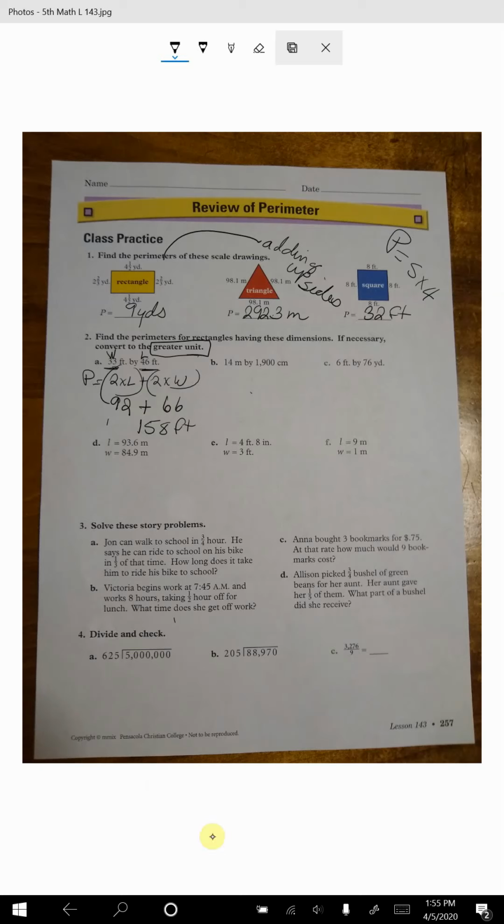All right, now on this one, we have meters and we have centimeters. They want us to convert to the greater unit. So out to the side here, I'm going to write meter. And remember, decimeter is 1/10 of a meter. Centimeter is 1/100th of a meter. Millimeter is 1/1000th of a meter.